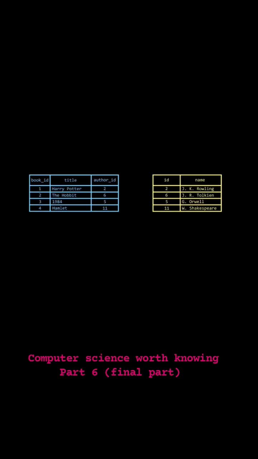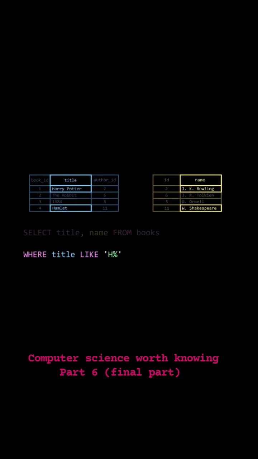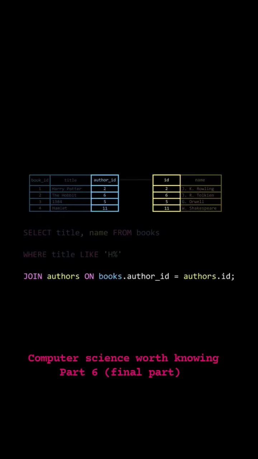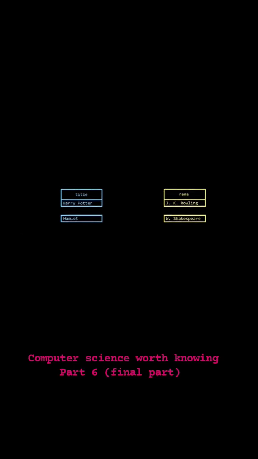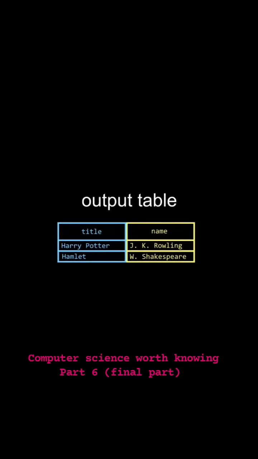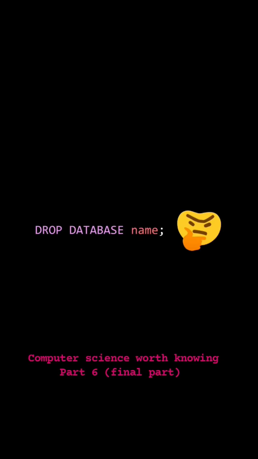With a language like SQL, you can write statements to work with data from these tables. You could look up the titles and authors of all books whose title starts with an H, but for that we have to join the authors table with the books table on the matching key to combine two attributes from different tables into one, giving us this output. These statements are useful, but you gotta be careful or you might just delete an entire database with one line of code. But don't worry, that's never happened before.